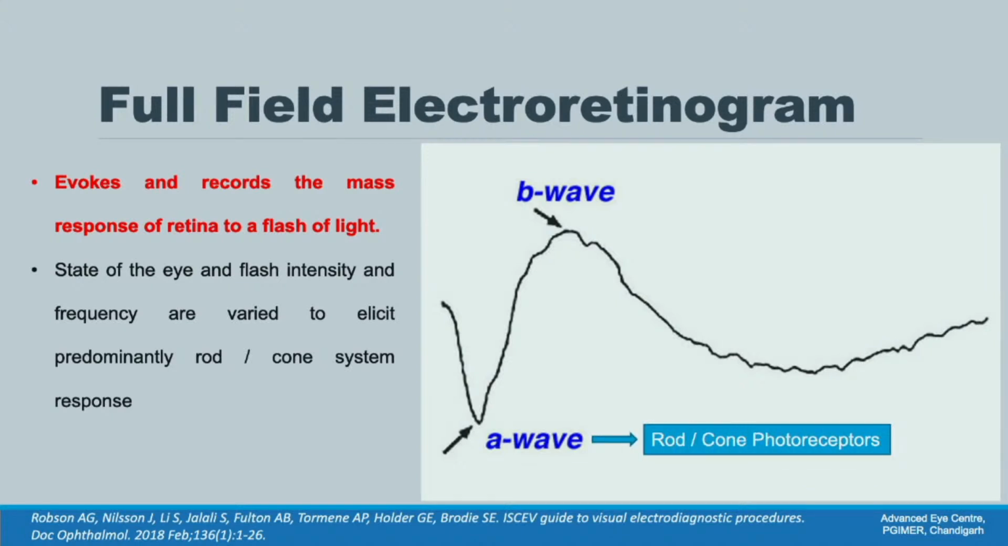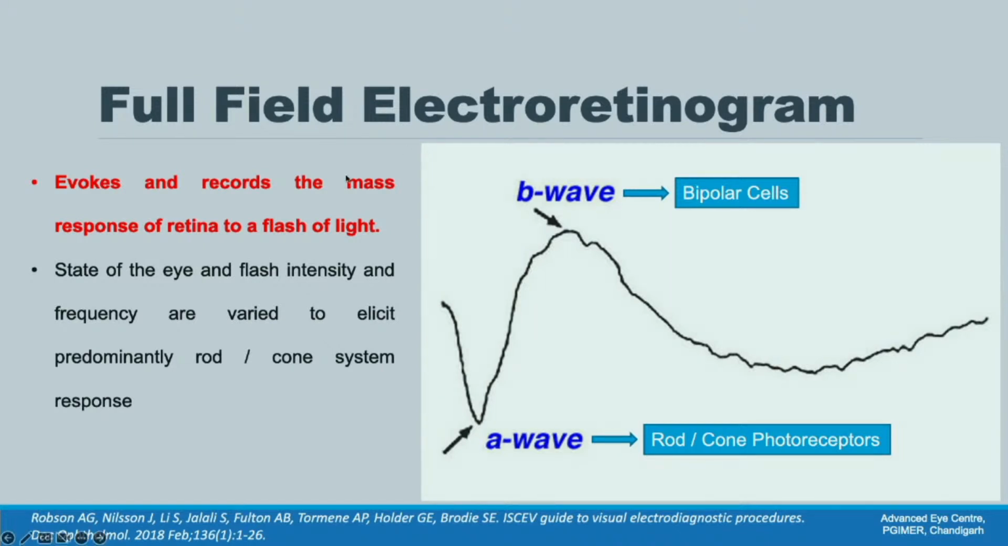The A wave is coming from the rod and the cone photoreceptor cells. So we are trying to differentiate the retina further. The outer retina, that is the photoreceptors, is represented by the A wave. And the B wave is coming from the bipolar cells, that is the inner retina. So an A wave that is not coming properly with a B wave coming properly would rarely be there, because photoreceptors, once they are affected, would affect the B wave also. But the A wave is specific to the photoreceptors.